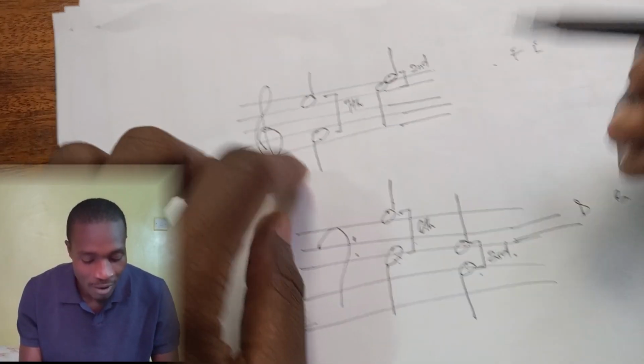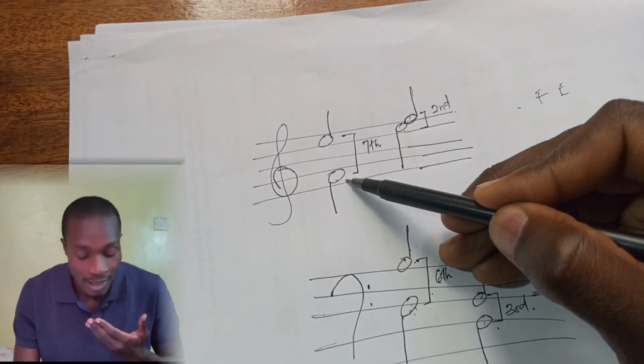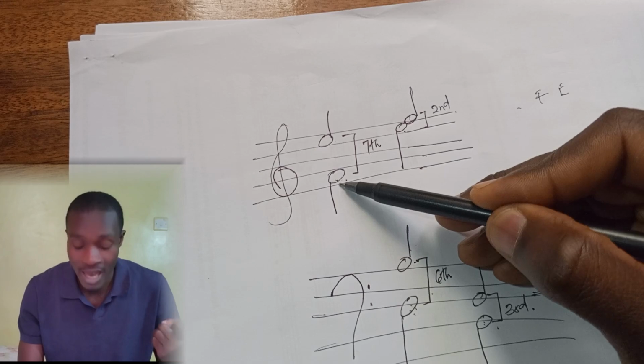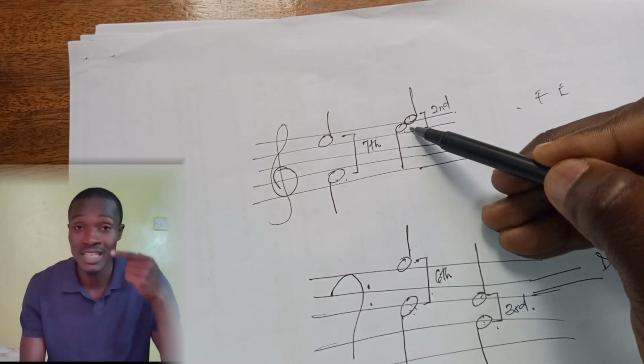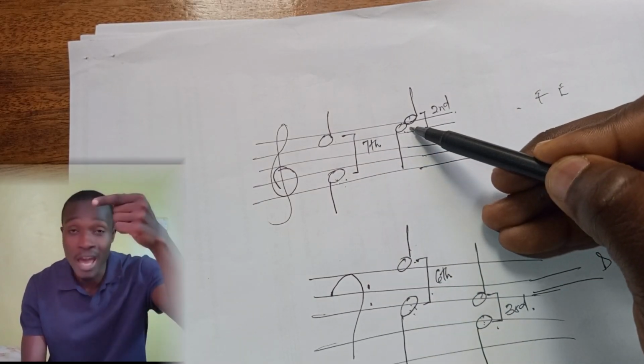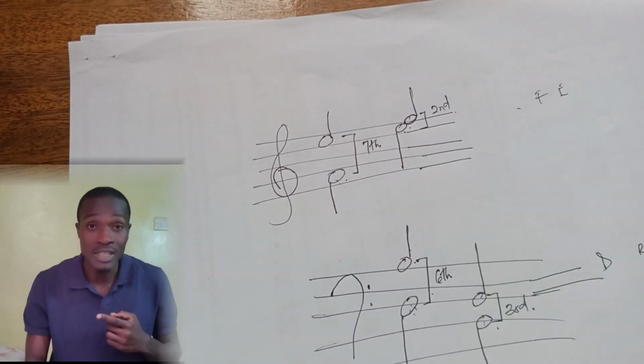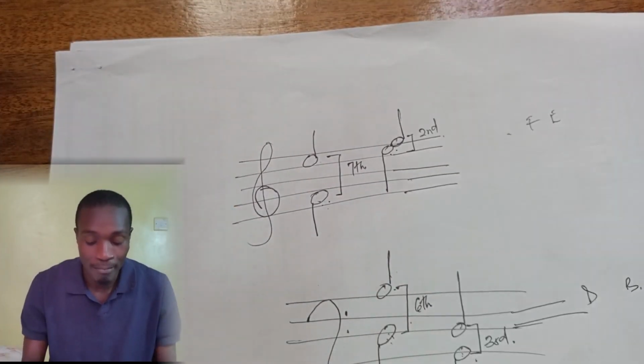Now for our previous one, I brought the bottom note on top by an octave. Instead of starting from F to E, I'm going to start from E, which is on top, to F, which has now been brought an octave upward on top. And this one is going to give you a second rather than a seventh. So we have seen how it affects the interval by number. What of interval by quality?